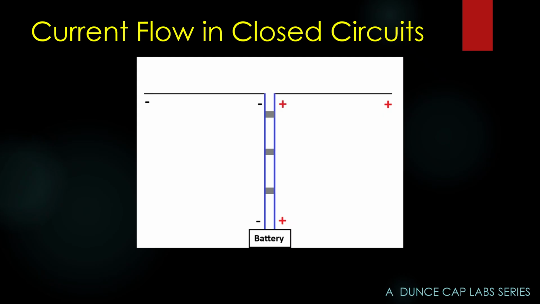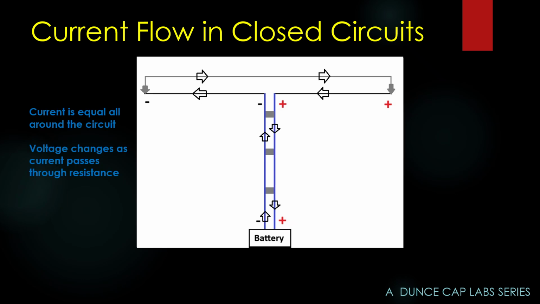All right, here's our open circuit. We put a jumper in. Now we have a closed circuit. Current is equal all around the circuit. Now, the voltage isn't quite equal. It varies as it goes through the resistances. So let's make the voltage variation more obvious.